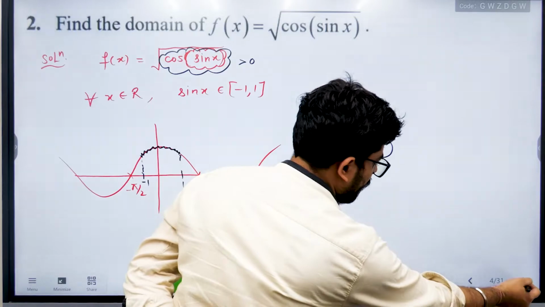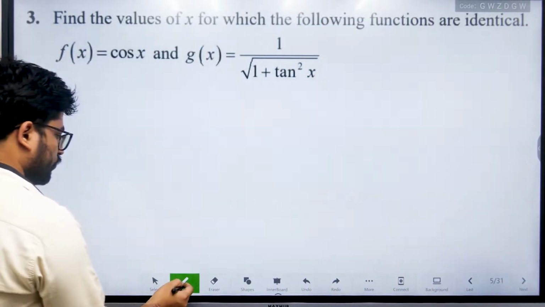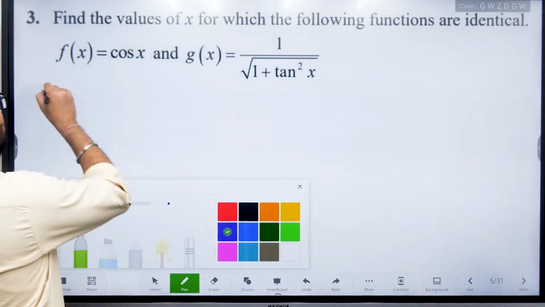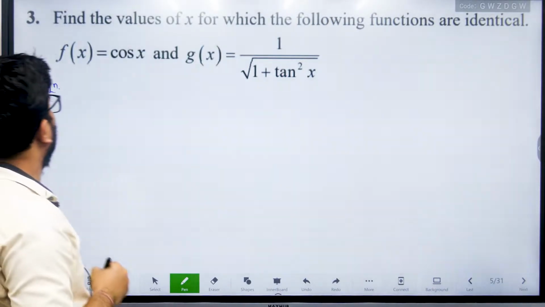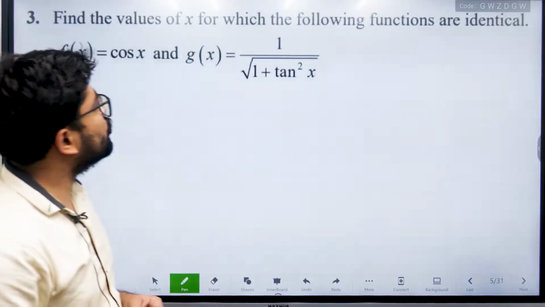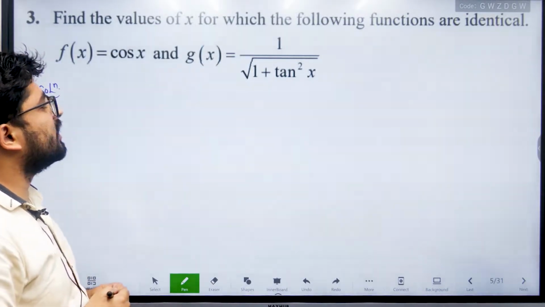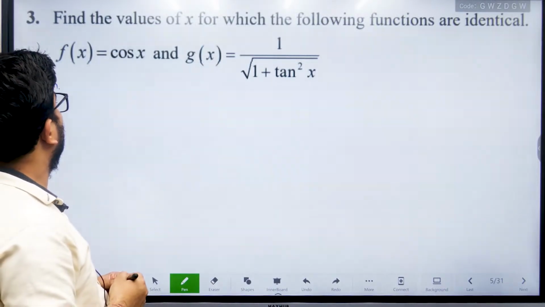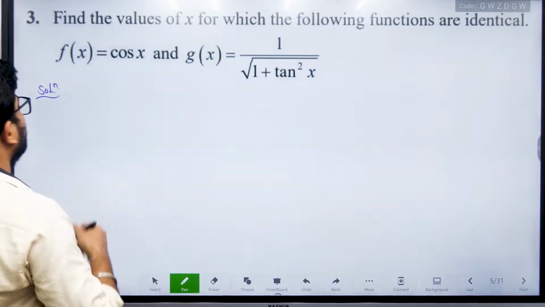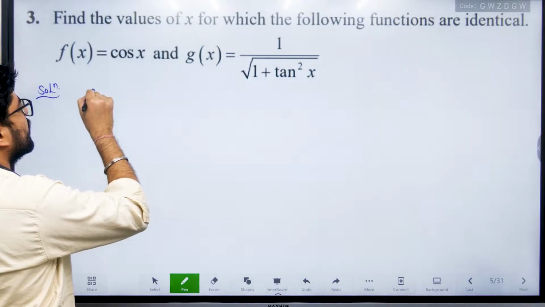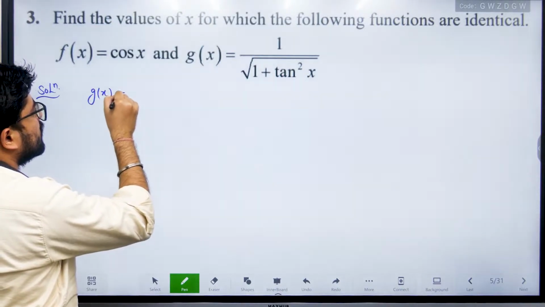Next, third one. Third is: find the values of x for which the following functions are identical. Okay, f(x) is equal to cos x and g(x) is equal to this one. So if you observe, g(x) is equal to what?